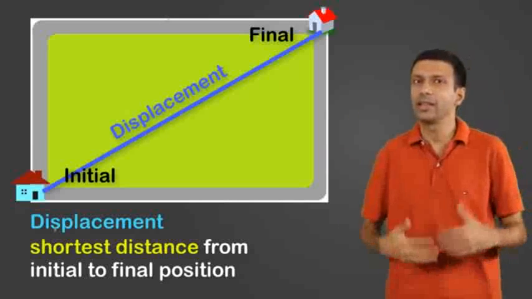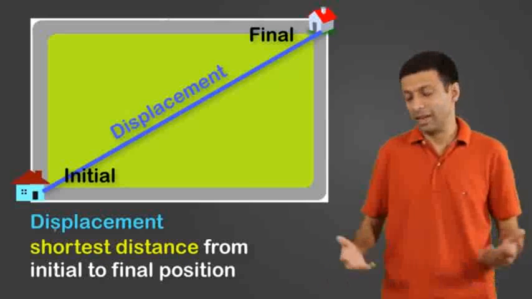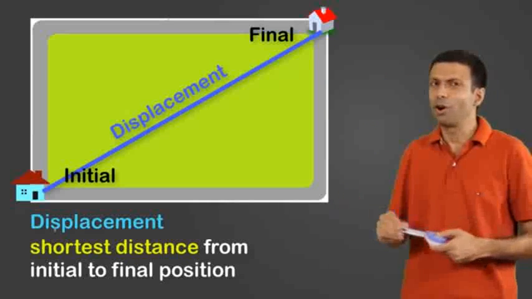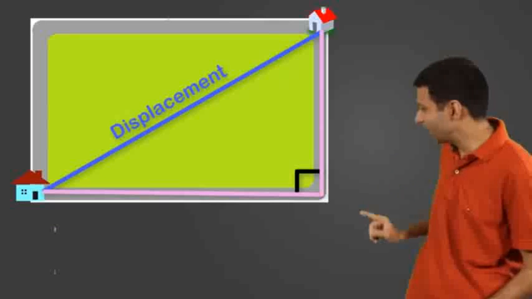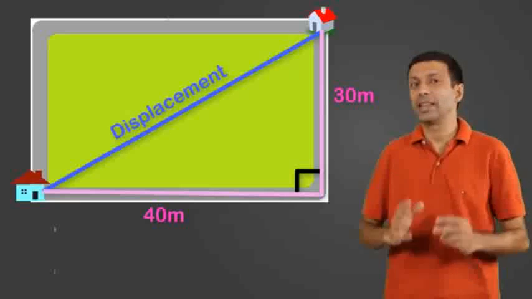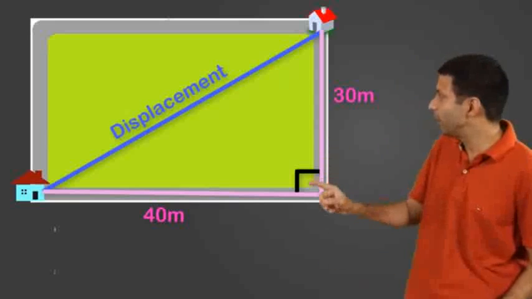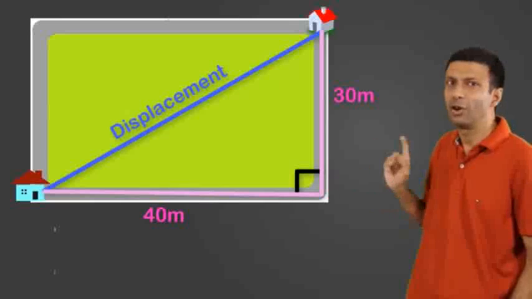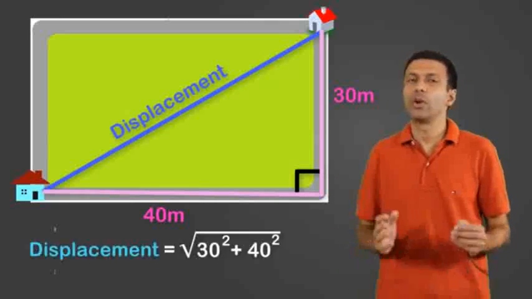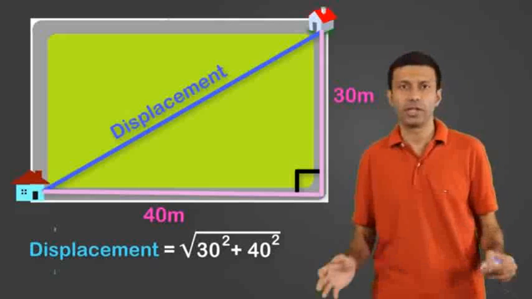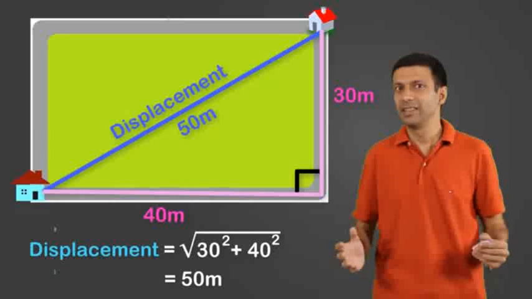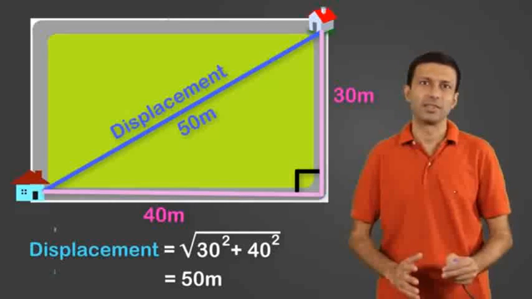So how do you calculate that displacement? Again, you can use a long measuring tape like this, or can you see the right angle triangle here? That's right. So we can apply Pythagoras theorem because the displacement is the hypotenuse of this right angle triangle here. So the displacement is going to be square root of 30 squared plus 40 squared. So that's 50 meters. And as you can see, it's less than the distance.